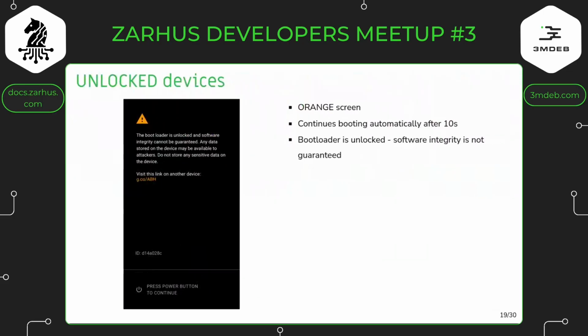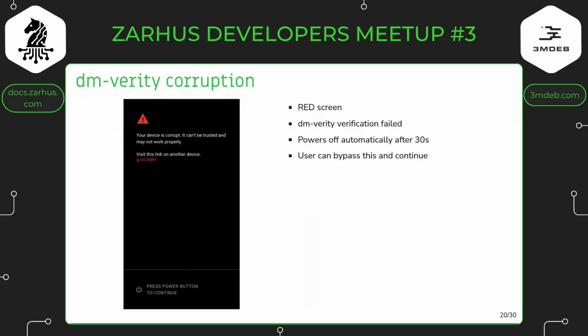And then we have the orange screen, which means the bootloader is unlocked, which essentially means there is no verified boot protection. Software integrity is not guaranteed by verified boot. I mentioned dm-verity just a moment ago. So if there is a problem with the integrity of any of the partitions, we can see a red screen. And by default, in this state, the device powers off automatically. But there is an option for the user to bypass it and boot regardless.